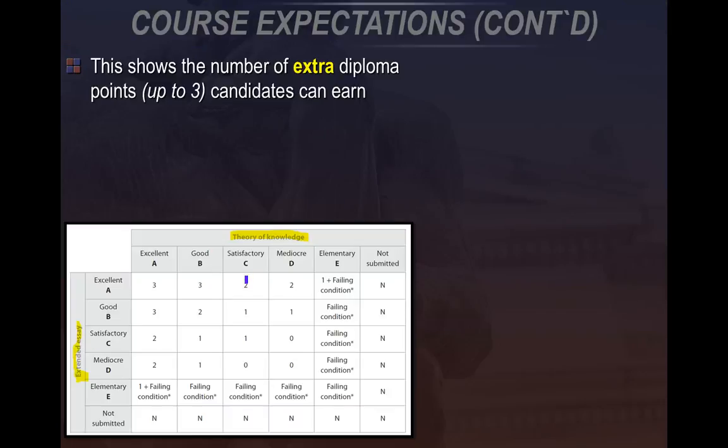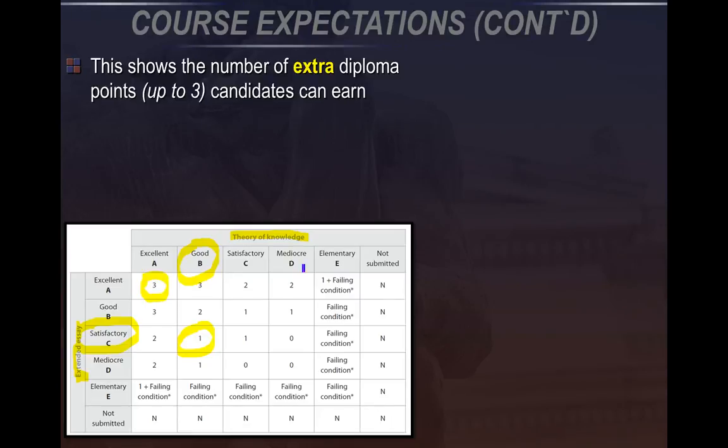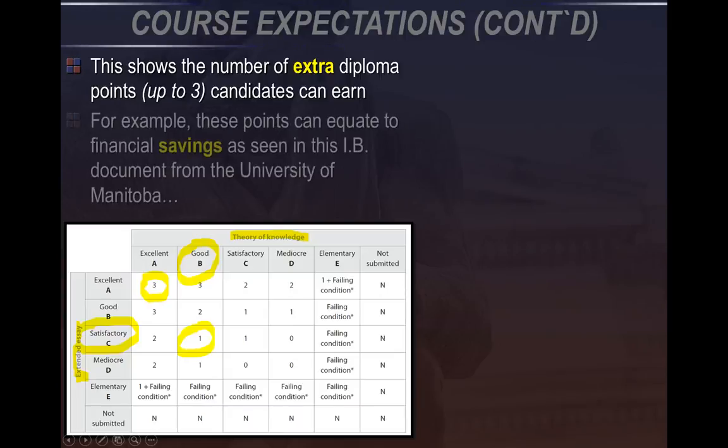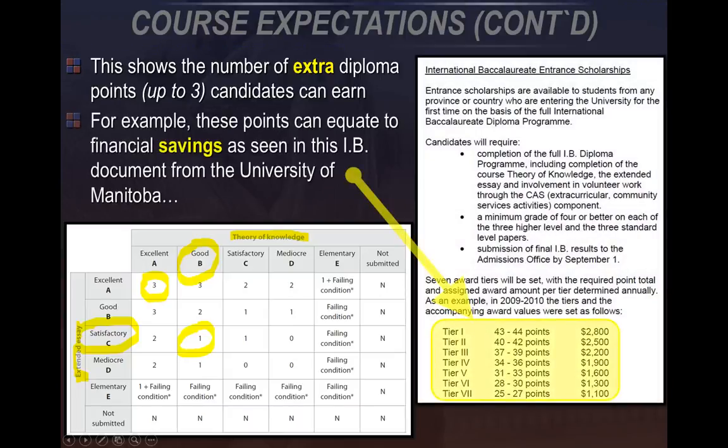Okay? So if a student, for example, gets a B on the theory of knowledge course and a C in the extended essay, they would get 1 extra diploma point on their diploma. Obviously, if they get an A and an A, they would get 3 extra diploma points on their diploma.